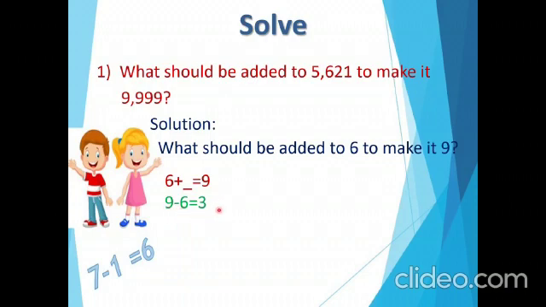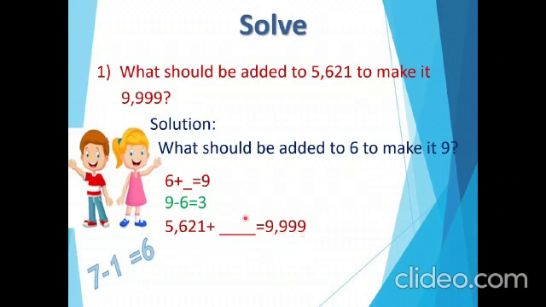The same operation we have to do for the given problem. See here, first see this given problem. What mathematical statement can you write? That is 5,621 plus dash is equal to 9,999.